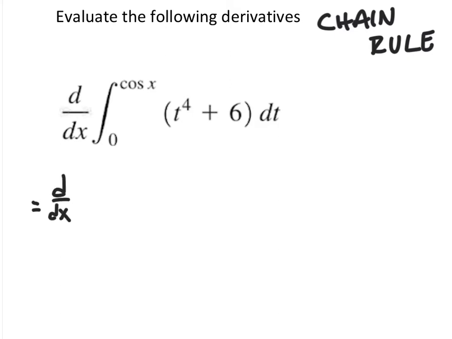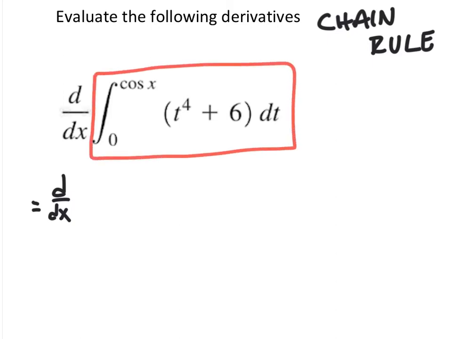We're still taking the derivative of this, but I'm going to evaluate this part using the fundamental theorem, part 1. I'm going to put this in big brackets here and evaluate this integral. That integral would be t to the 5th divided by 5, plus 6t. I'm taking my antiderivative, and then I'm going to plug in 0 and cosine.